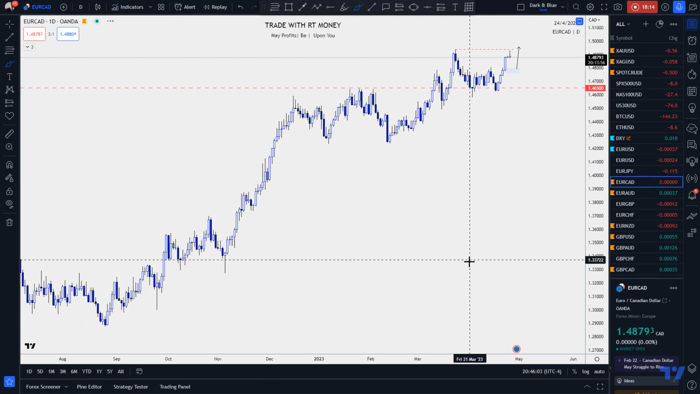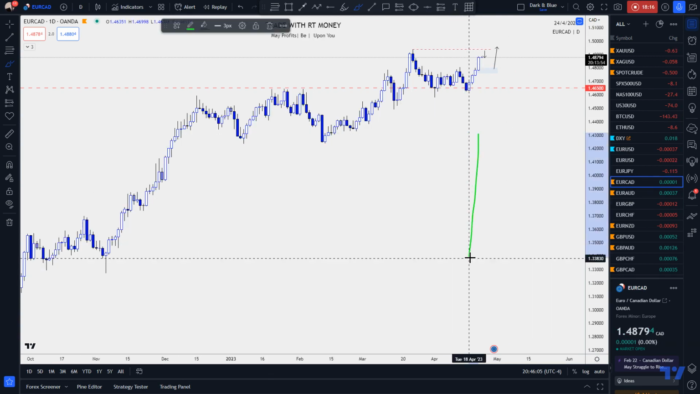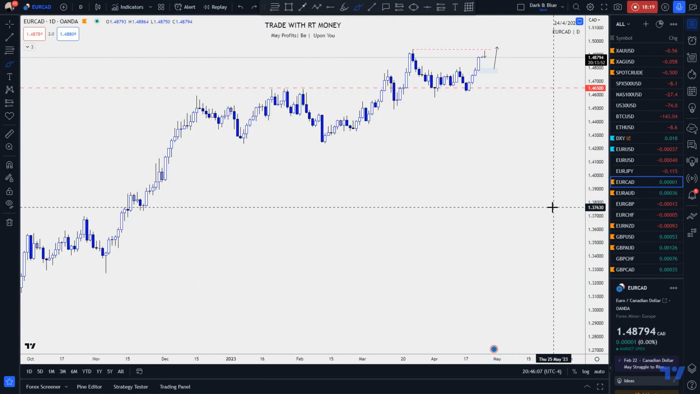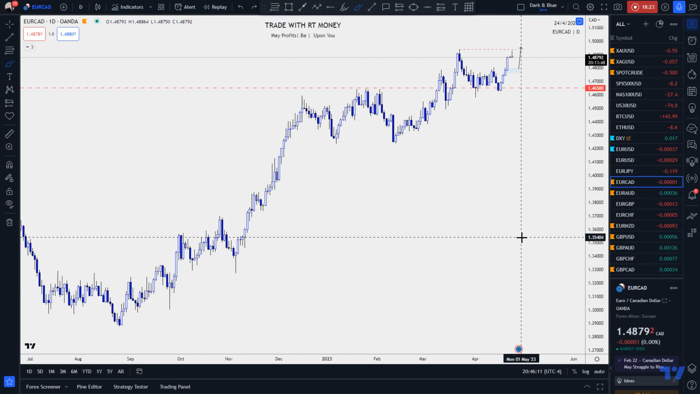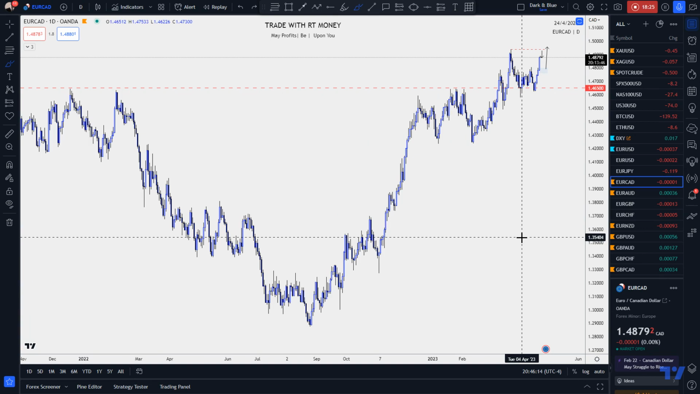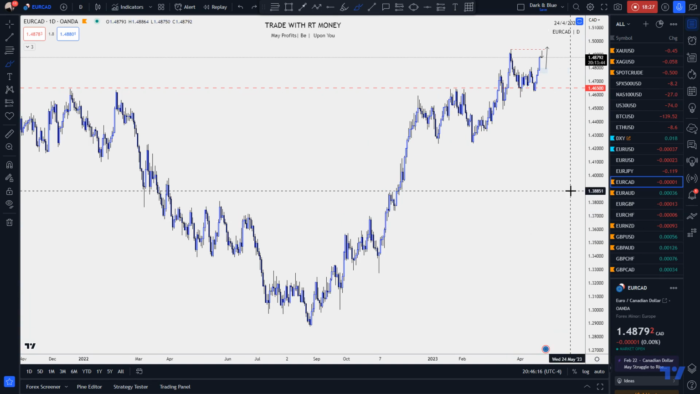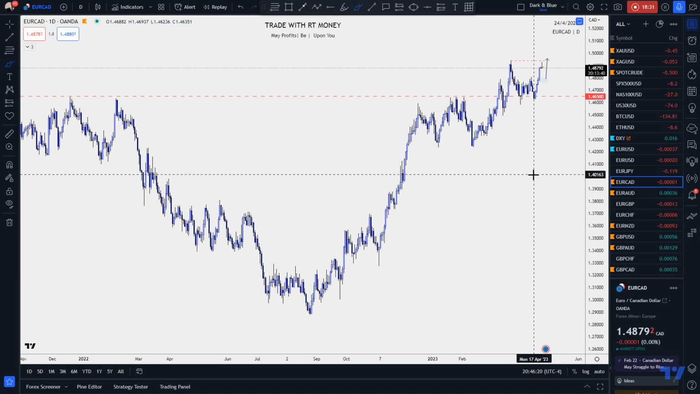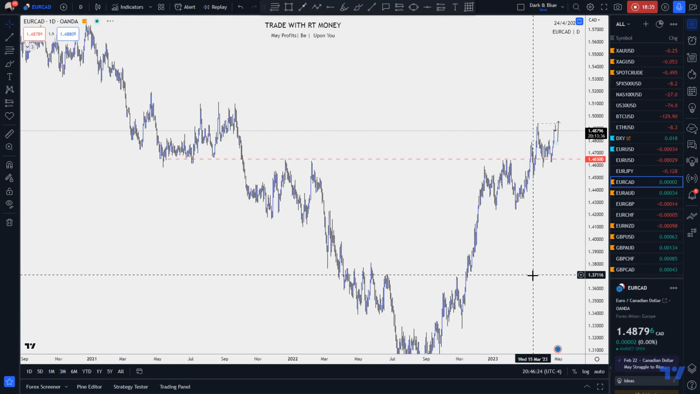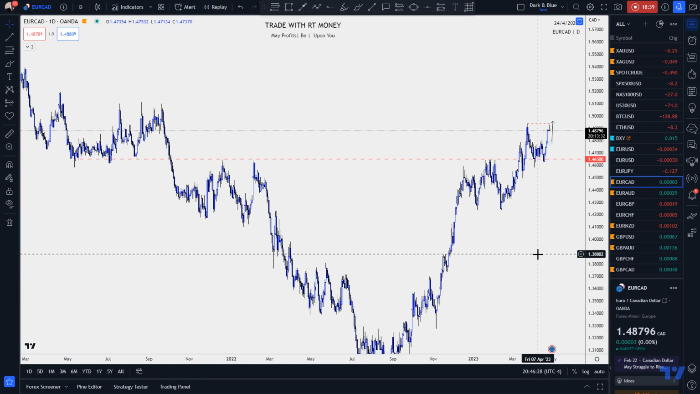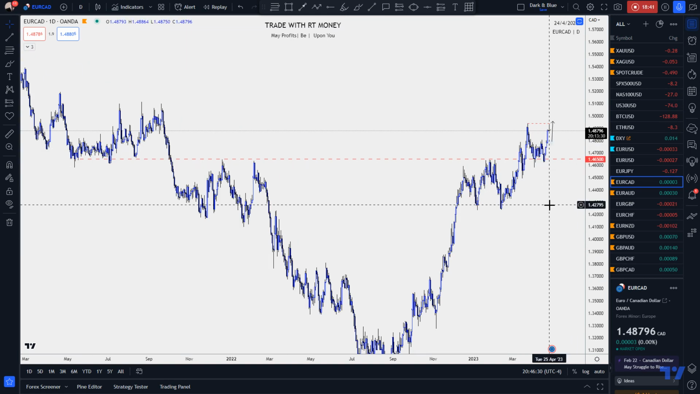EURCAD is next. Let me see what we got here. I'm trying to see how much time I have on this clock. I don't see the, oh, there it goes. All right, 18 minutes. So I'm going to EURCAD. I'm going to make this the last one, and then I'll do another one. I'll put a part two right after this.